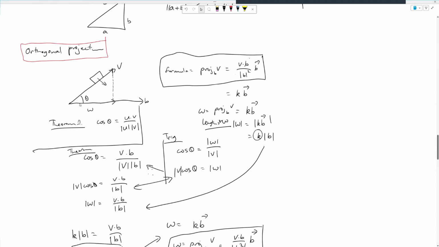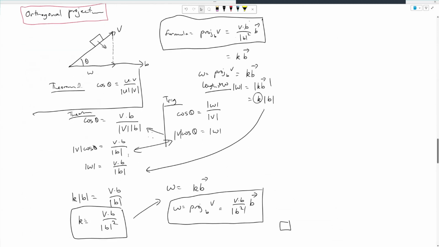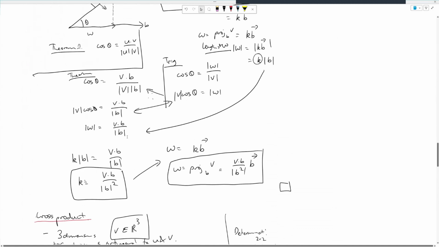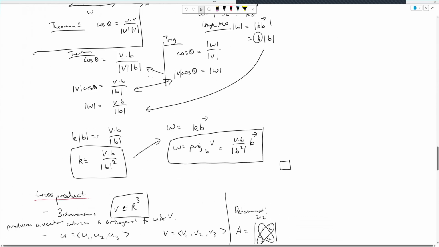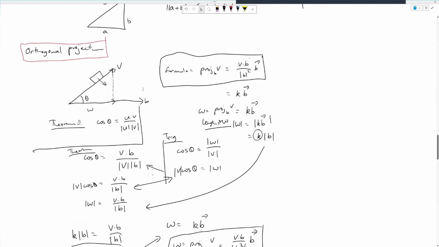Then we talked about orthogonal projection, which is just a vector projecting onto another vector. So how far in the b direction did v go? Which gives you w, and then we proved it. Essentially, you just need to memorize the formula, but it's good to know how to find this projection. It has strong applications in physics as well. It's also great for finding the distance from a point to a plane, which we'll talk about in the future.